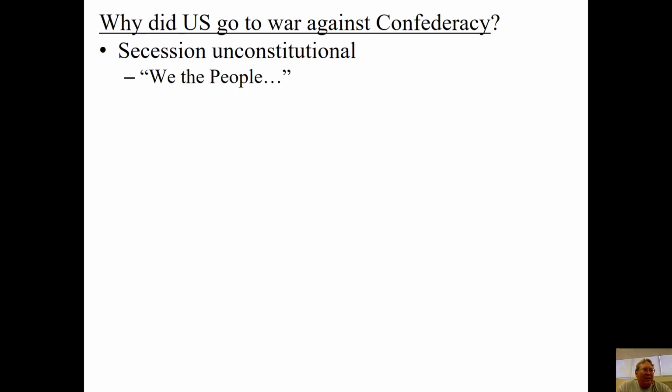In the end, secession's unconstitutional. The Constitution doesn't say we the states, it says we the people. Well, we the people spoke. Under the system we have, we had an election. Nobody's claiming that Lincoln cheated in the election. If anything, he was cheated against by not allowing people to vote for him in certain states, and yet he's still president. Just because you lost an election, you can't pack up your toys and go home.